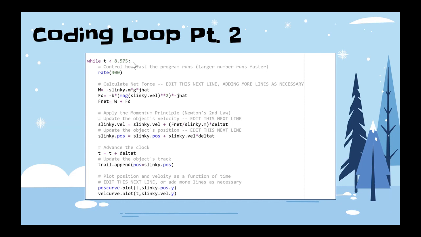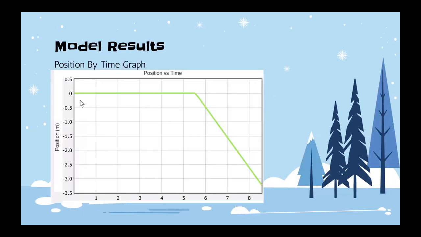Okay, so the time is 8.575 seconds, and that's just till the bottom of the slinky reaches the ground. And then the net force is made from the weight force and the drag force. And then again, we have the velocity update and position update formulas. So this is what the model resulted in.